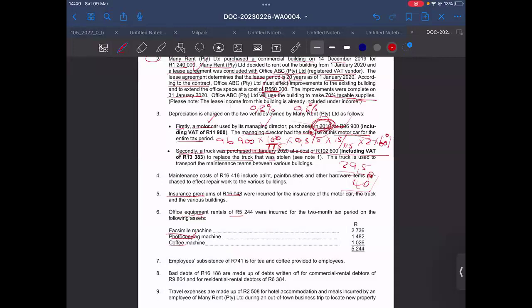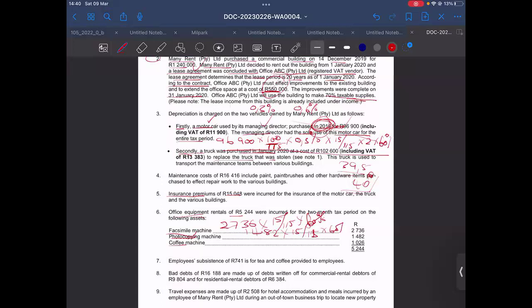Right, on the fax machine, we're going to say 2736 times 15 over 115 times 60%, okay? Then on photocopying, we do the same: 1482 times 15 over 115 times 60%.